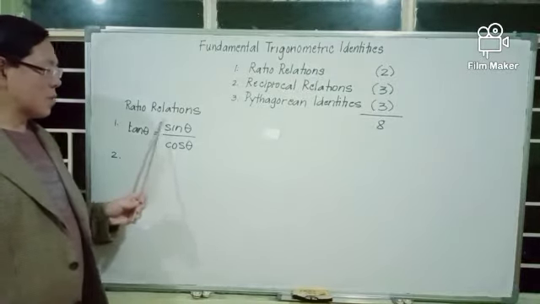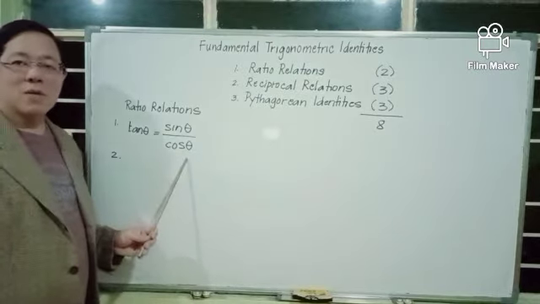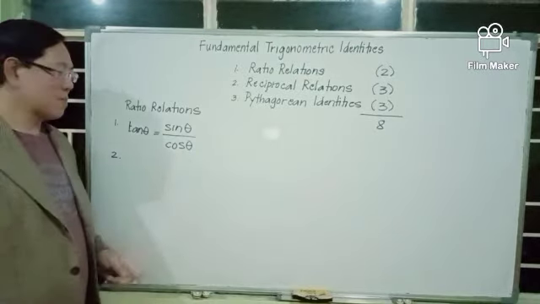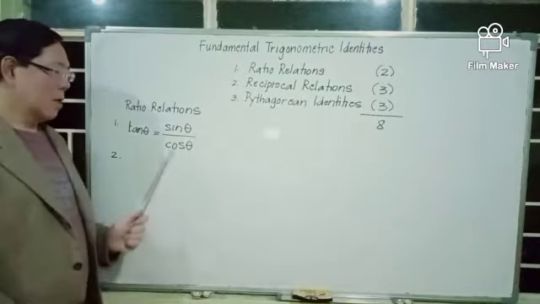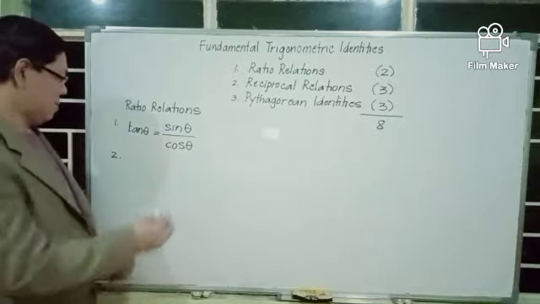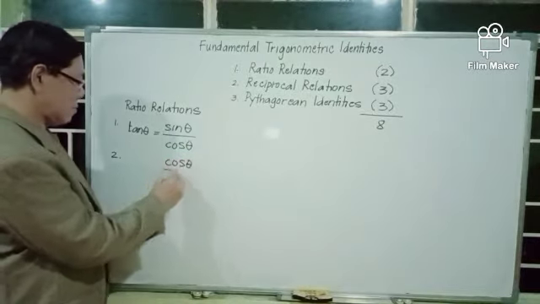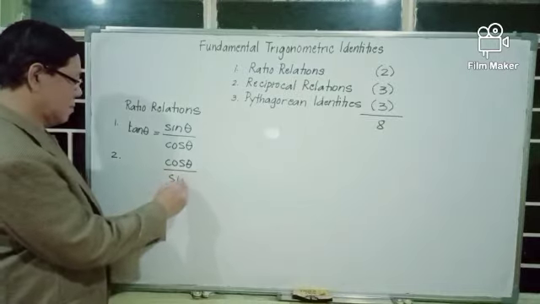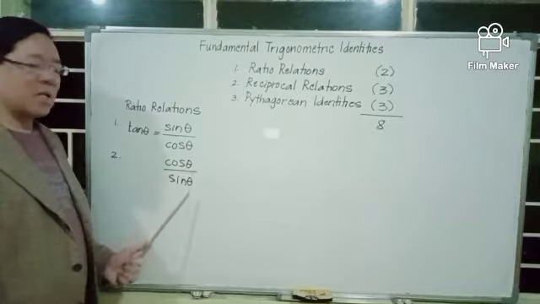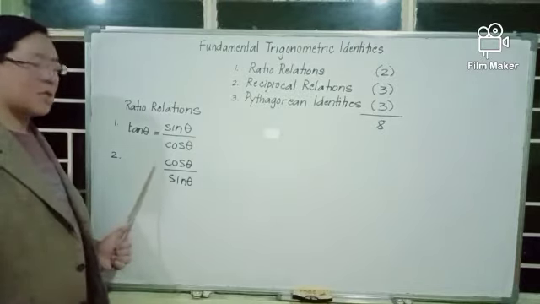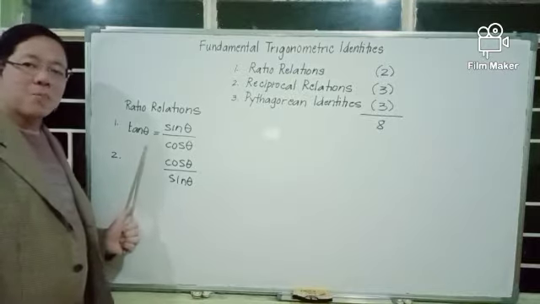If you take the reciprocal of this ratio, sine over cosine, you get the second ratio relation. The reciprocal of sine over cosine is cosine over sine, and the ratio of cosine and sine is known as cotangent of theta, which is equal to the reciprocal of tangent.